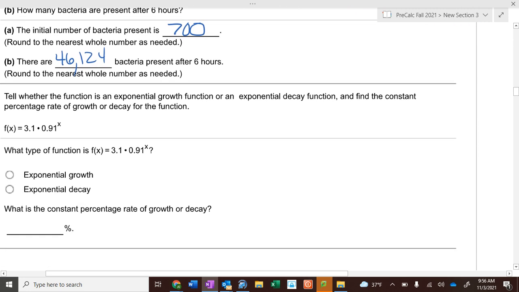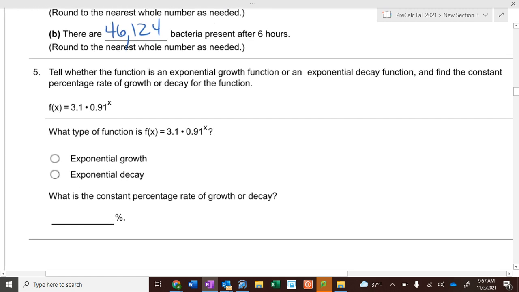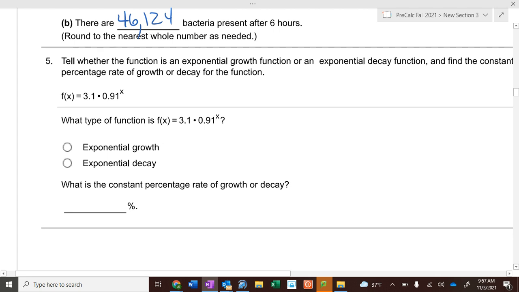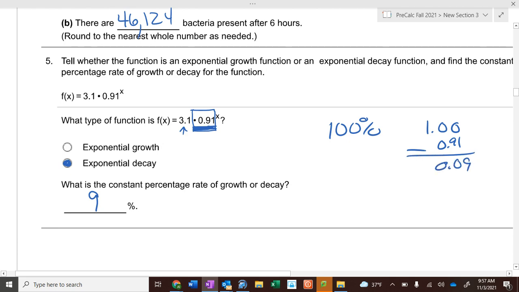This one, exponential growth or decay? Growth or decay with this one? Decay. We look at the number with the variable as its power, not at the other one. We look at this one. Okay? It is decay. By how much of a percent is it decaying? 9%, because you take 100%, which is 1, minus 0.91, and you get 0.09, which is 9%.